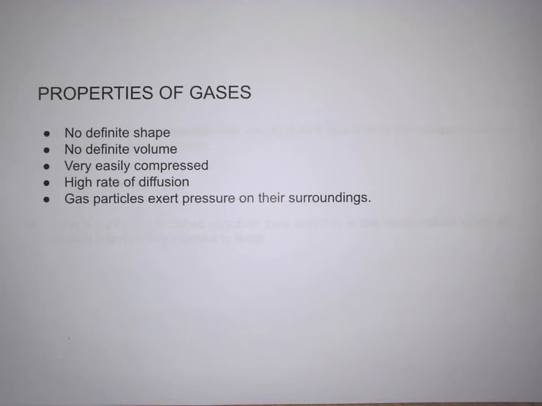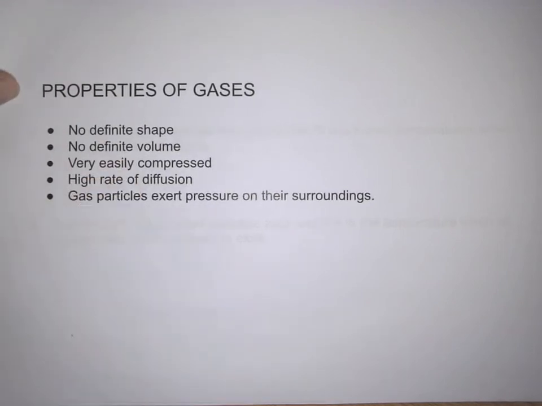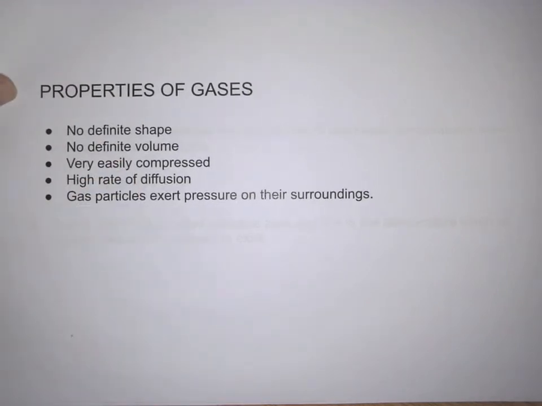We're going to look at the properties of gases. There are some common properties of gases that can be good to know. One is that they don't have any definite shape or volume. Another way we can know it's a gas is because it's very easily compressed, and also it has a high rate of diffusion. So these are some of the properties we can expect from gases. We also know that the gas particles will exert pressure on the surroundings, because gas is something, even if you can't see it. So these are some of the normal properties of gases.